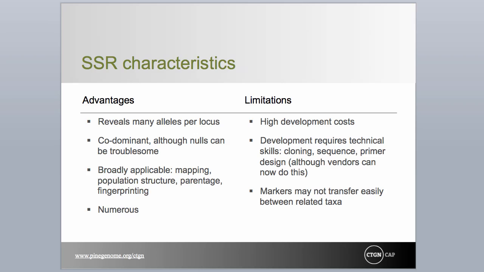While SSR markers are very useful for some applications, their utility is ultimately constrained by the cost and difficulty of developing and using them. Though they are numerous, finding them in genomic sequence is difficult, and converting them to good markers is time-consuming and costly.